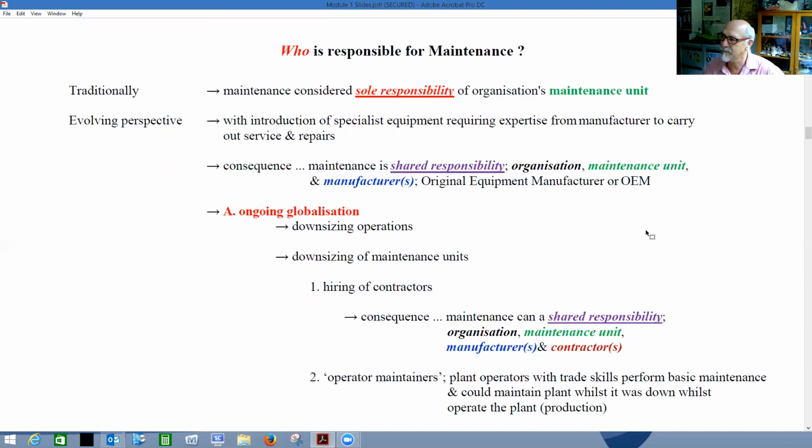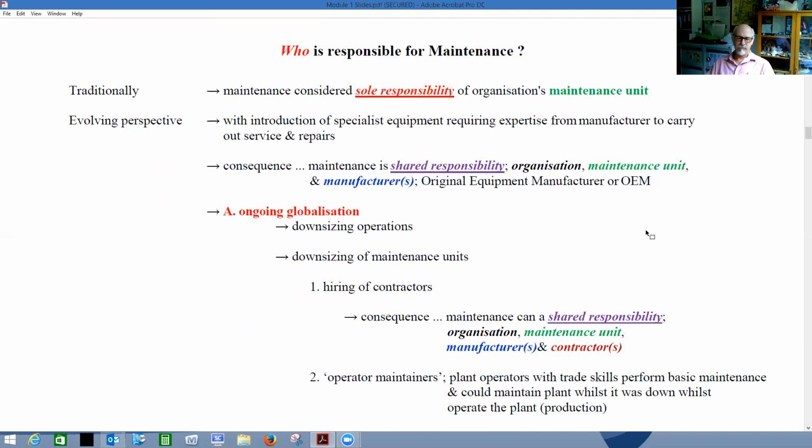So the idea, of course, is that with the manufacturer bringing in their own people, you don't have sole responsibility as members of the maintenance unit. So the consequence is that maintenance is shared. It's shared between the organisation, the maintenance unit, the manufacturers, and the OEMs, the original equipment manufacturers, we call them.